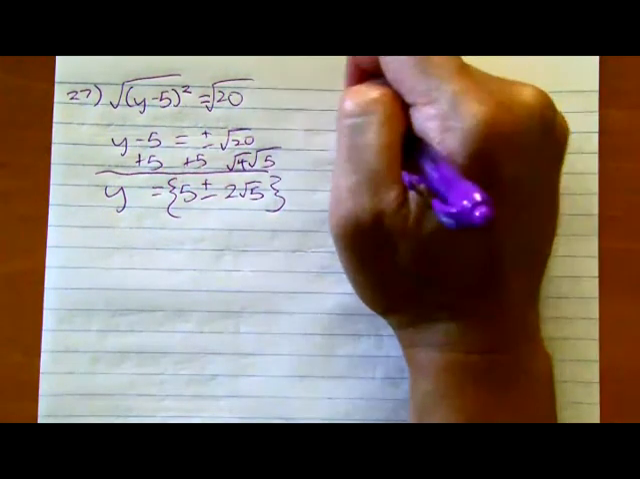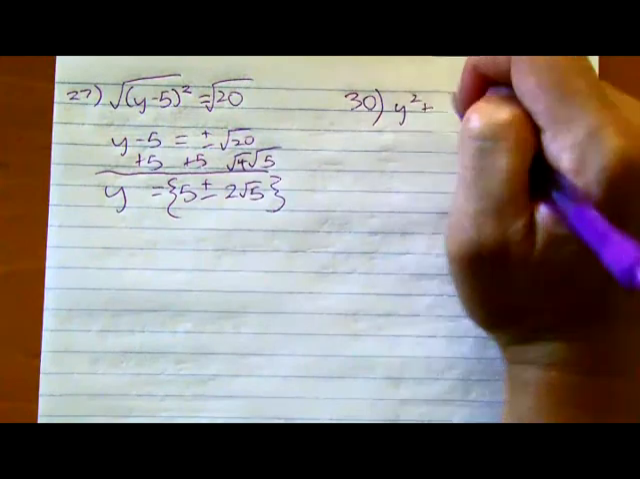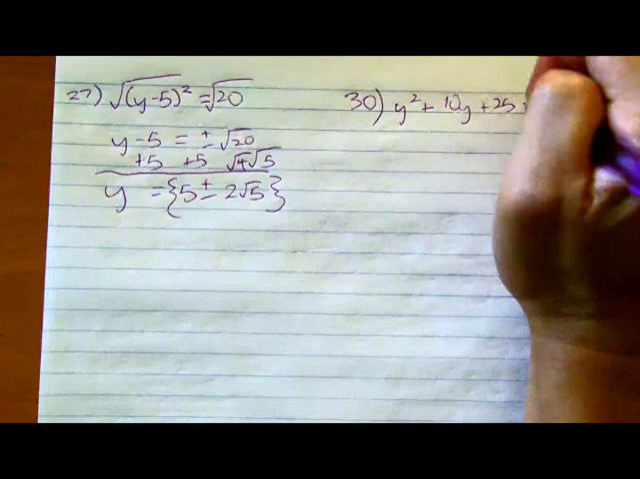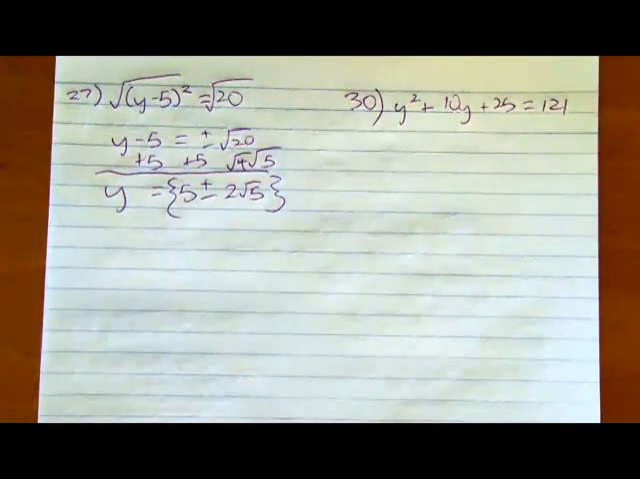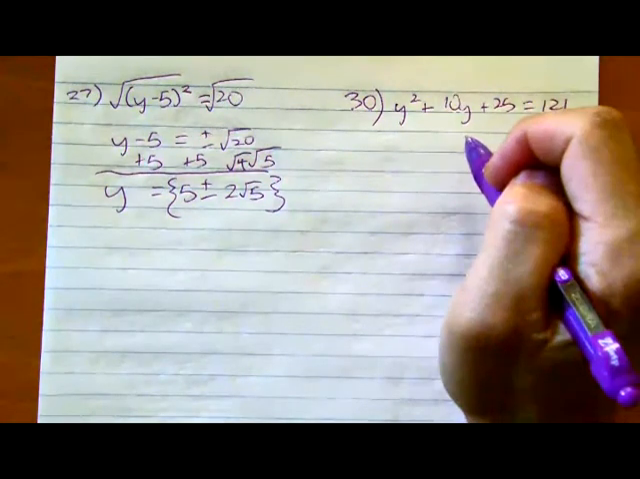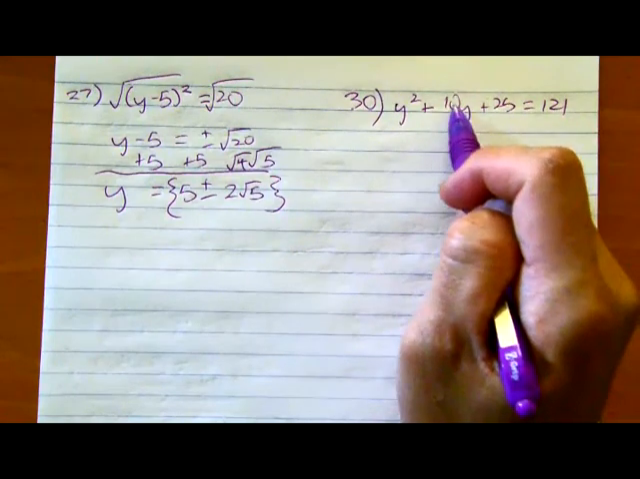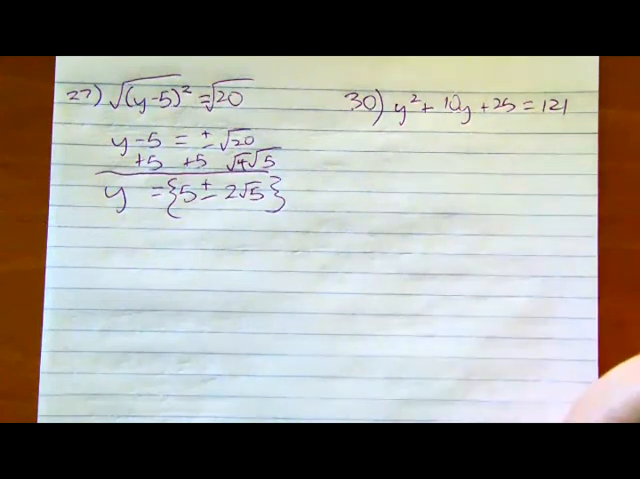Number 30. Y squared plus 10y plus 25 equals 121. If we try to get this y squared term by itself, that'll move these two terms to the right-hand side. But the problem is you'll have a variable on both sides thereafter. There's got to be another way of doing this.